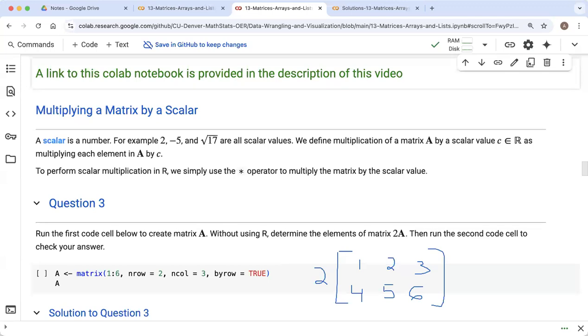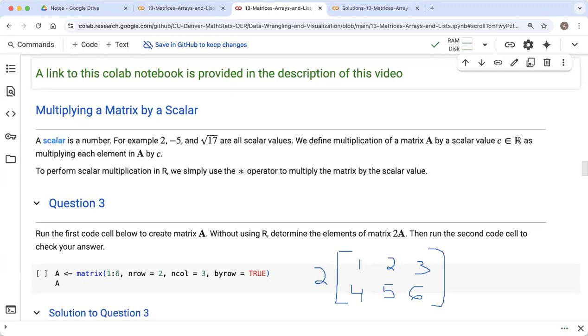All right, hello everyone. In this video, let's continue our work with matrix operations. We've talked about how we can add and subtract two matrices, both by hand and doing that in R. Now I want to talk about how we can do some multiplication with matrices. And there are different ways that we can talk about multiplication.